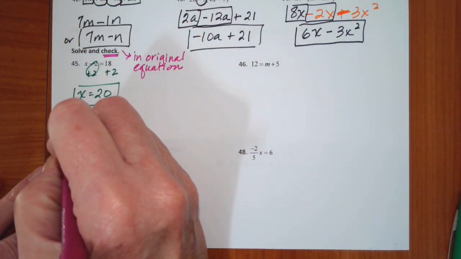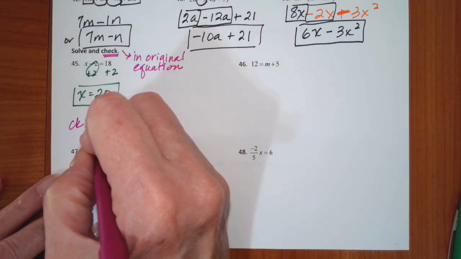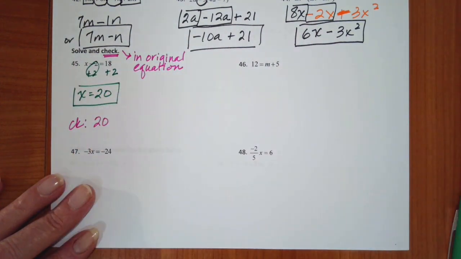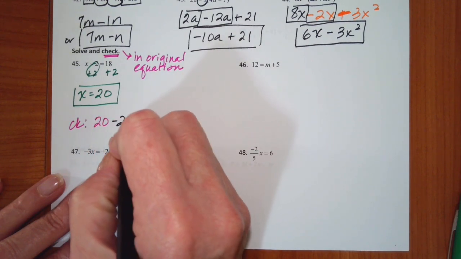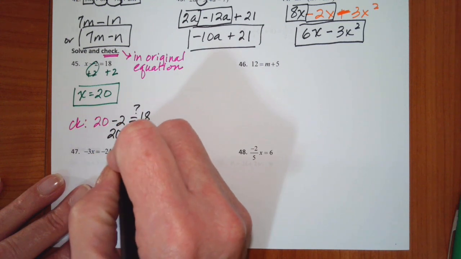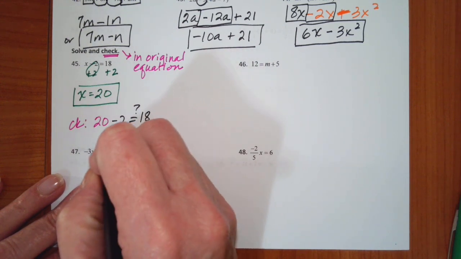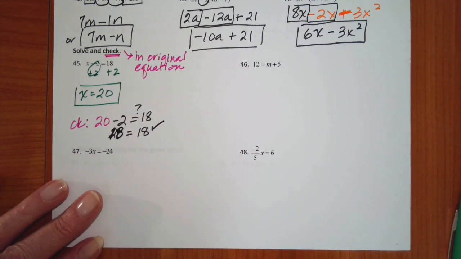But you have to check that. And all you do is plug 20 into the equation. You want to know if 20 minus 2 is equal to 18, and you can just know that 18 is equal to 18, so it checks.